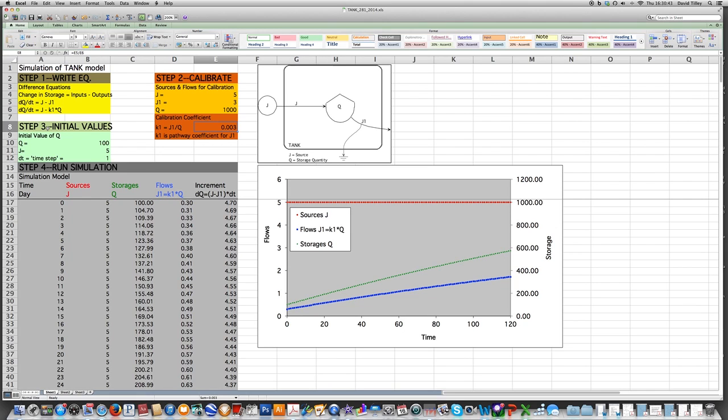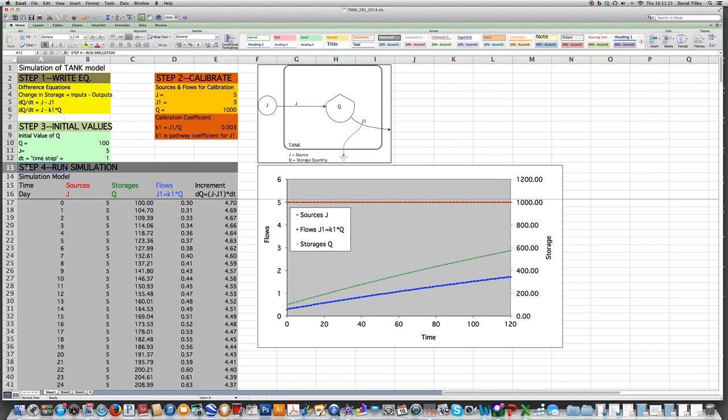Step three is to pick initial values. Note that the initial values are not the same as the calibration values. The calibration values were simply used to calculate the value for K1. That's done before the simulation and is done only one time. The initial values are the values of the flow, the inflow, or any constants, and the initial value of the storage Q. So in this case, the initial value of Q is 100. The initial inflow is 5. We could change this to whatever we want and run the model, but we're not changing K1. In this case, our time step, or dt, is a value of 1.